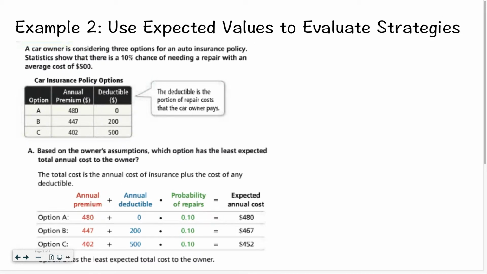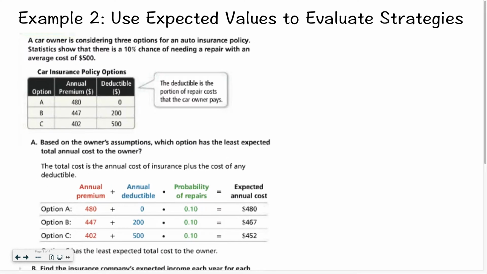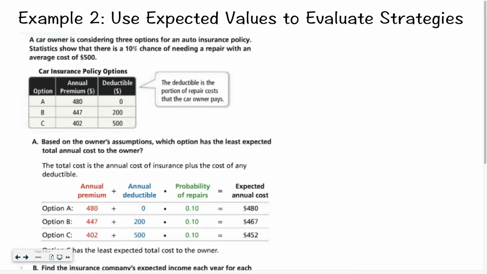Use expected values to evaluate strategies. So in this instance, we are looking at someone that is looking at car insurance. In a few years, you guys will be driving, and your parents will either purchase car insurance for you, or you will personally have to purchase that car insurance. So when you're thinking about car insurance, you have to think about which one is going to work best for you. So in this example, we're going to evaluate 3 different car insurance policies.